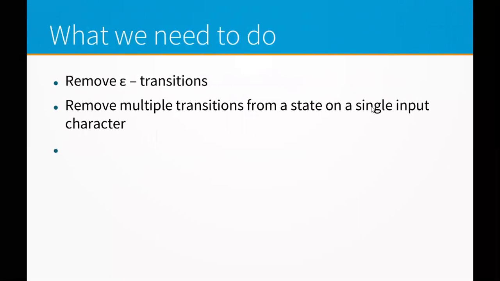Now what do we have to do in order to convert? We have to do two things, the two things which are different between an NFA and a DFA. We have to remove these epsilon transitions, and we have to remove these multiple transitions on a single input character. These two will have to be removed. We will see how we can remove these epsilon transitions and how we can remove these multiple transitions on the same input symbol.